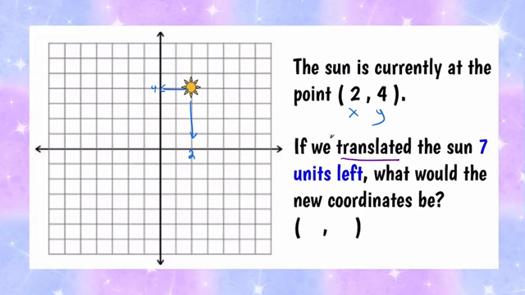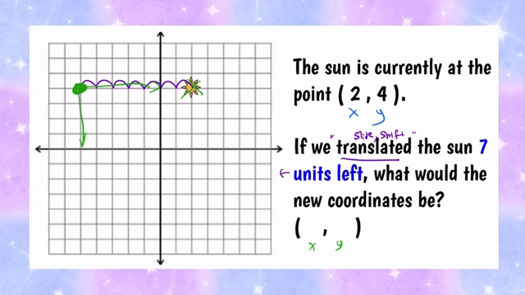What do you think the word translated means in terms of math? So translated just means to slide or to shift. We're just going to move that sun 7 units to the left. So left is going to be that way. So I count 1, 2, 3, 4, 5, 6, 7. My new sun is right here. It's not there anymore. What are the new coordinates for that green point that's our sun?